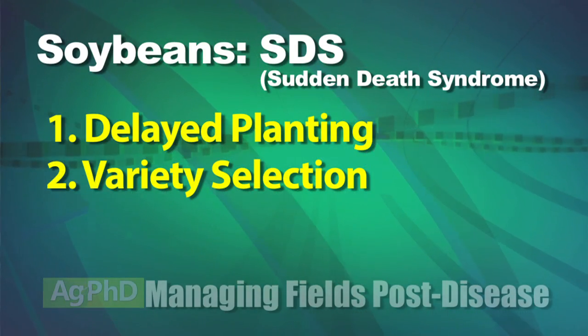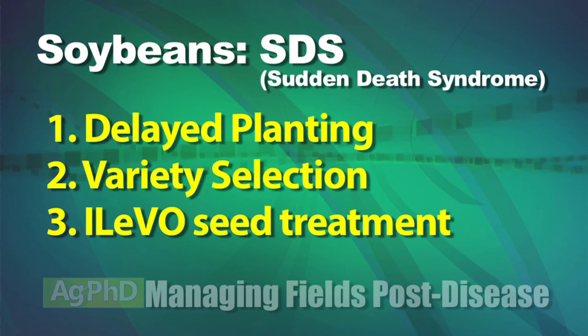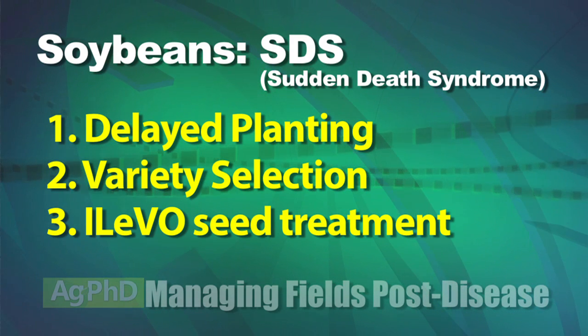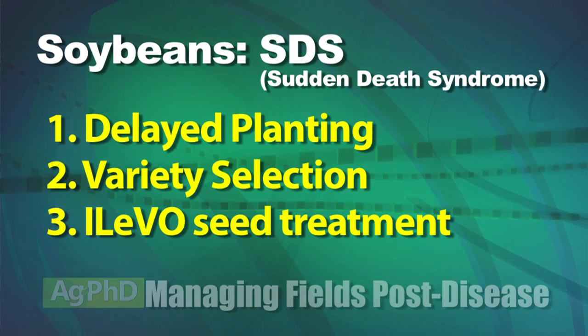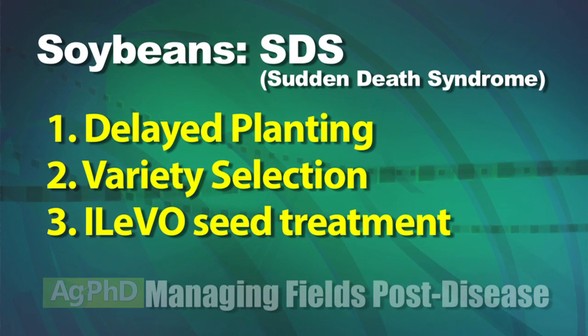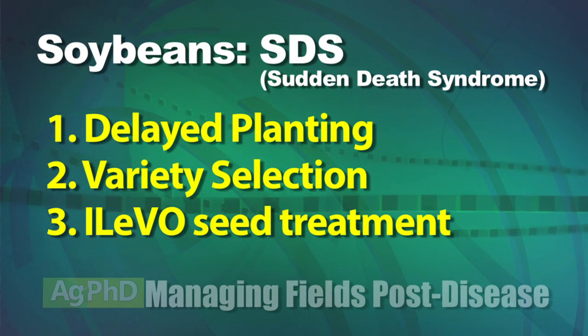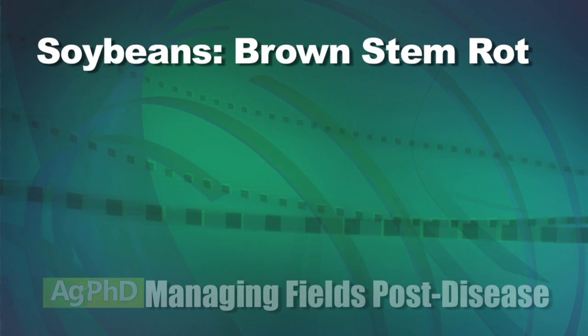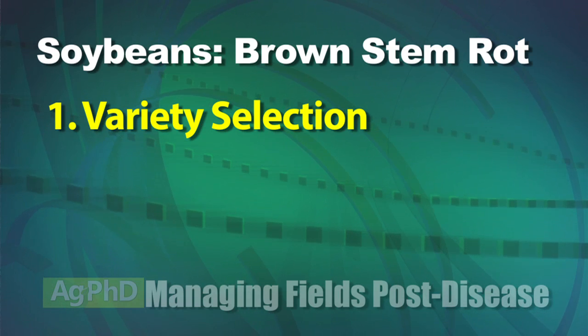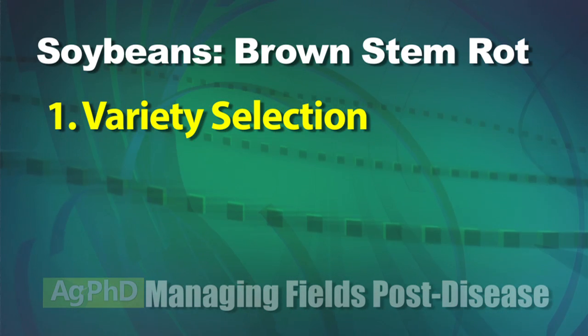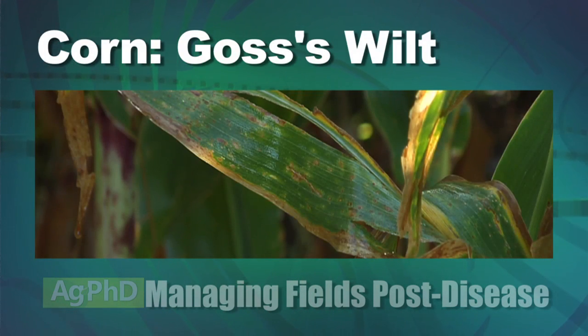Then look at varietal selection. We do have a new seed treatment coming, Ilevo from Bayer. It looks pretty good on sudden death syndrome. You use it as a seed treatment, you don't have as much problem later on. We'll see when that gets used across broad acres. All right, the last disease in soybeans, brown stem rot. Well, there are a lot of resistant varieties out there, so just choose the right one, you won't have a problem. All right, corn, Goss's wilt is probably the biggest one.